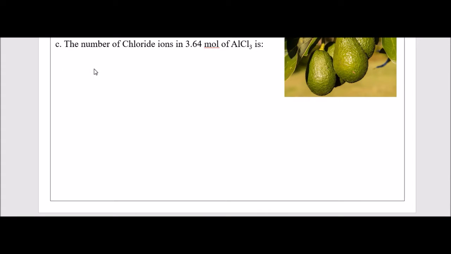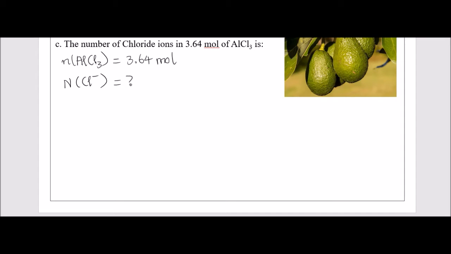All right, we're going to keep going. We have the number of chloride ions in 3.64. So once again, we're going to summarize the question. N of aluminium chloride is 3.64 mole, and you need to work out the number of Cl minus ions.